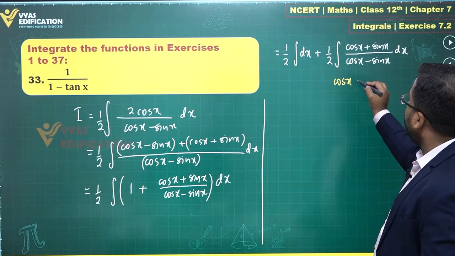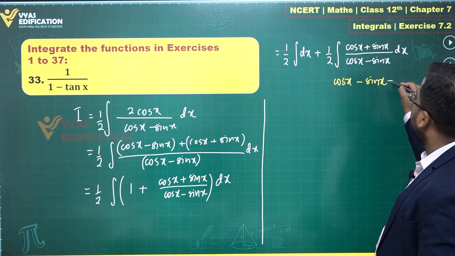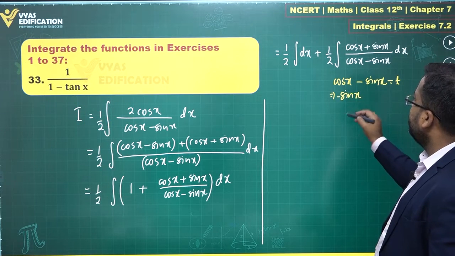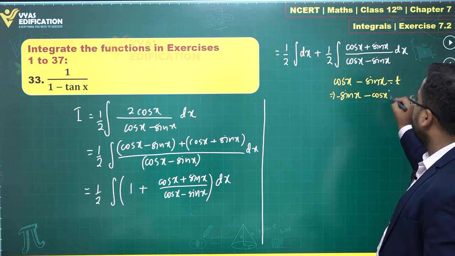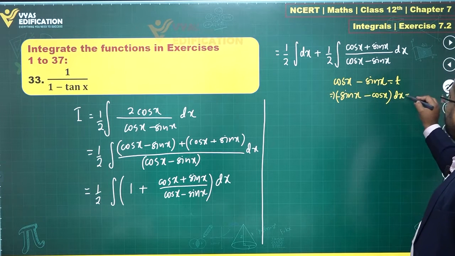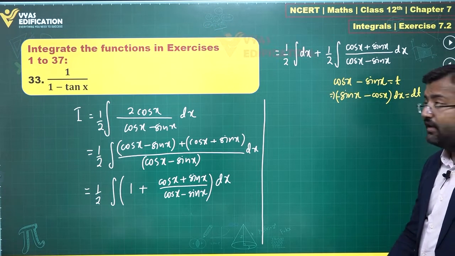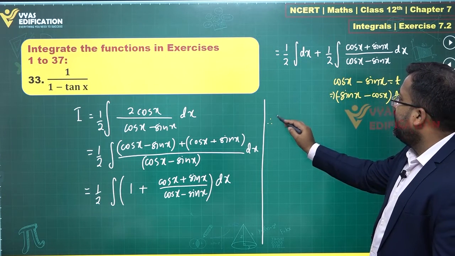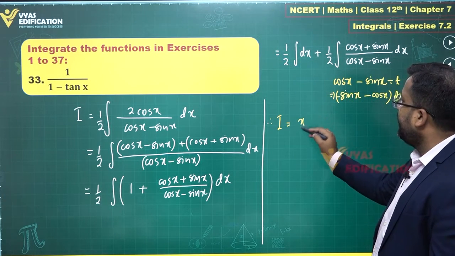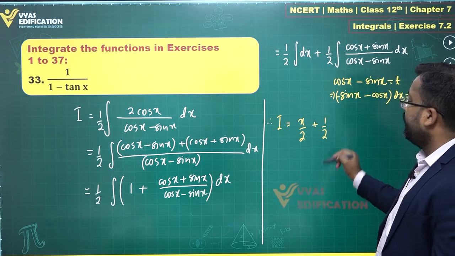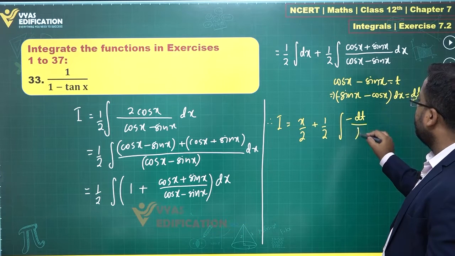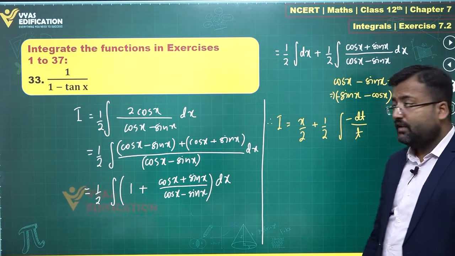Cos x minus sin x can be taken as t, and what does that give me? Minus sin x minus cos x times dx is equal to dt, right? So this numerator times dx becomes minus dt. Therefore I is equal to x by 2 plus 1 by 2 over here, integral of minus dt upon t. This is what you get, right?